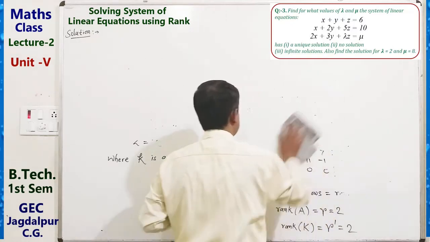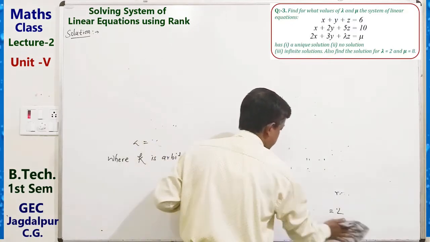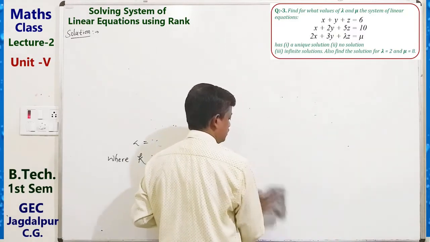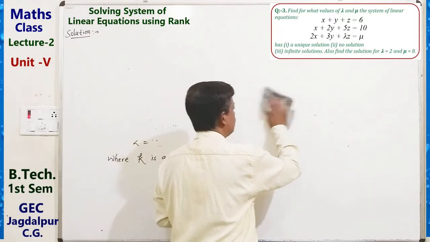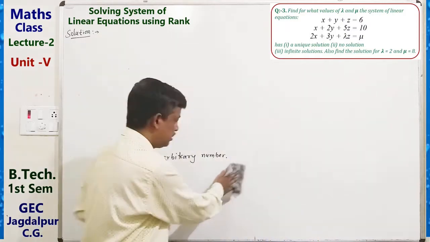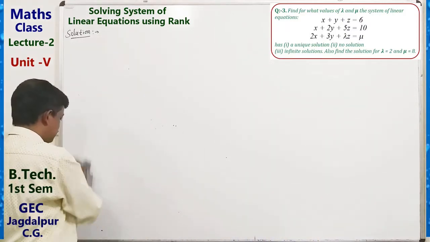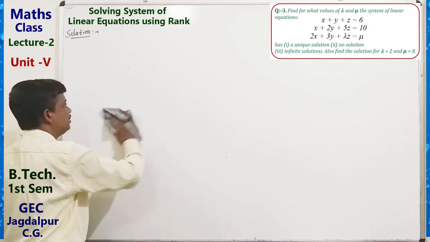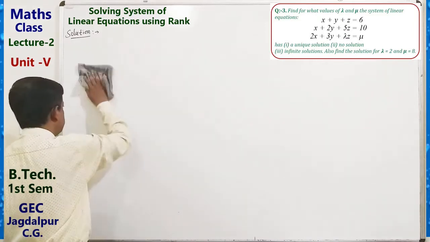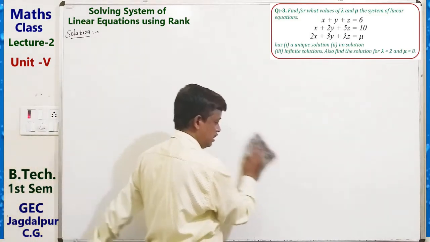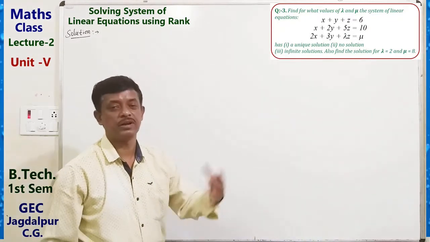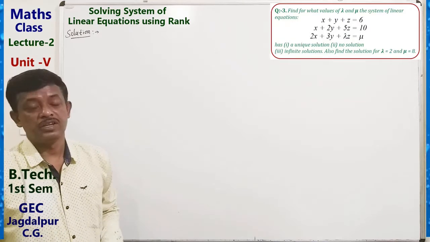Okay, so just the same method here. First of all, we have to write the augmented matrix and convert it to upper triangular form, but there will be the values lambda and mu. So for finding the rank of the coefficient matrix and augmented matrix, we will discuss different values of lambda and mu. For that, what will be the rank of A and K, and on the basis of that we can say for which values of lambda and mu the system will have no solution, infinite solutions and unique solution.